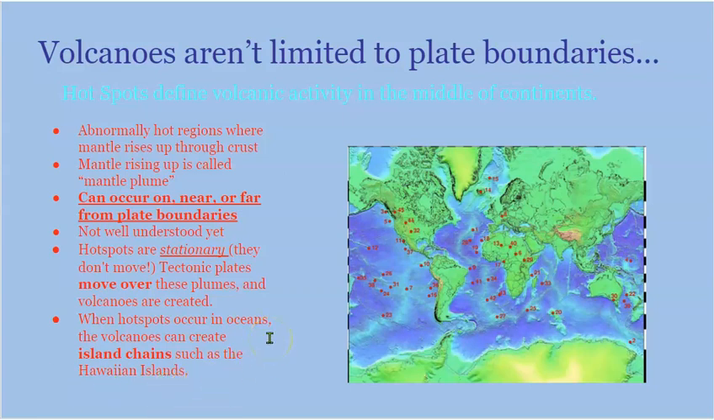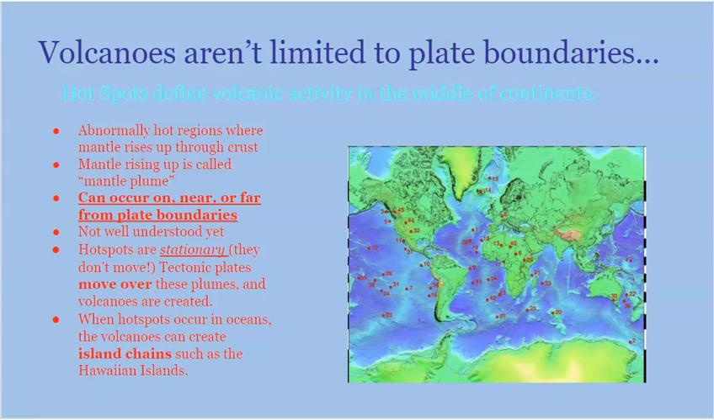Like I said earlier, volcanoes aren't limited to plate boundaries. Most of them happen on plate boundaries, but sometimes we'll have random volcanoes that occur in areas that are called hotspots. We're not exactly sure what causes hotspots. We consider hotspots as abnormal. They're super hot regions where, for whatever reason, the mantle is under pressure and it rises up through the crust. This is called a mantle plume.